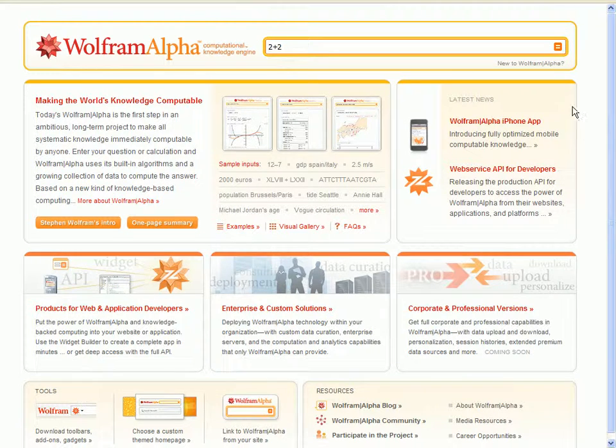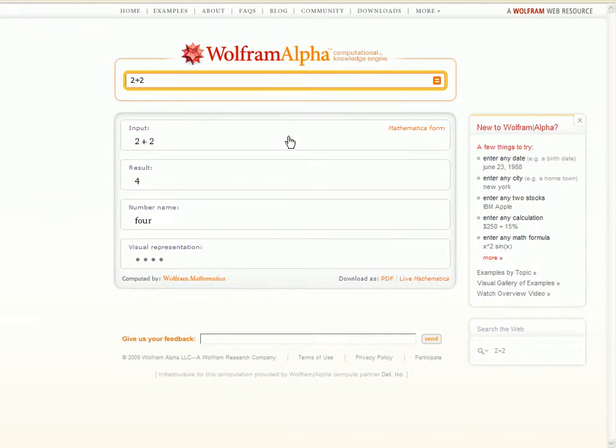We hit compute and we see that WolframAlpha understood our input and calculated the result, 4. And here again it says 4 spelled out for you. And there's a visual representation, which is nice and cool.